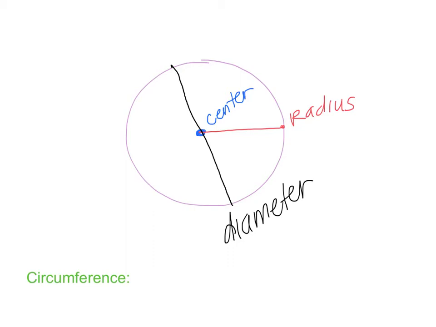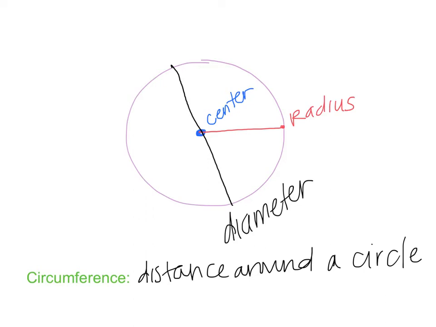We need to get one more definition down, and that's circumference. Your circumference is going to be the distance around a circle. So if we were to start at any point on the circle, so let's say we start right up here at the top, and we just follow around on the purple line, that is the circumference.